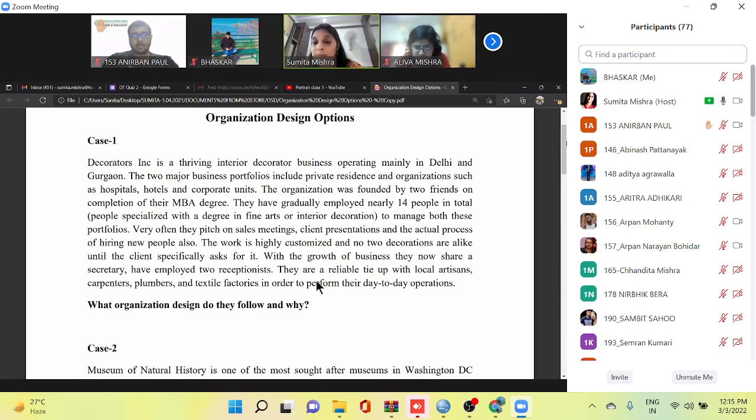They have a reliable tie-up with local artisans, carpenters, plumbers, and textile factories in order to perform their day-to-day operations. So which should tell you that their support arm is completely outsourced through contractual tie-ups. Okay? ये जो local artisans, carpenters, plumbers वो उनके खुद के नहीं हैं. They are all outsourced or hired from outside for a specific period of time and for a specific job. Okay, clear? Everybody is understanding how to make the analysis possible?